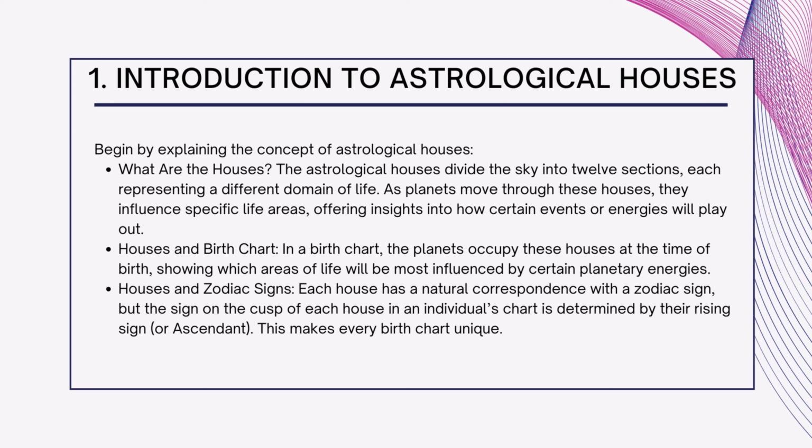Houses and birth chart. In a birth chart, the planets occupy these houses at the time of birth, showing which areas of life will be most influenced by certain planetary energies. Houses and zodiac signs. Each house has a natural correspondence with a zodiac sign, but the sign on the cusp of each house in an individual's chart is determined by their rising sign or ascendant. This makes every birth chart unique.